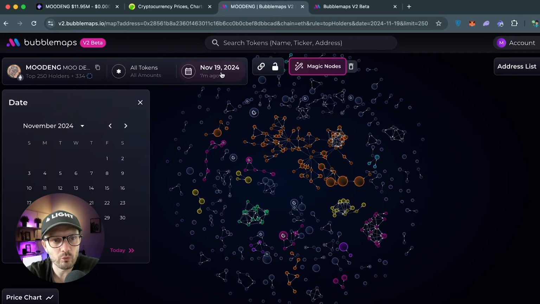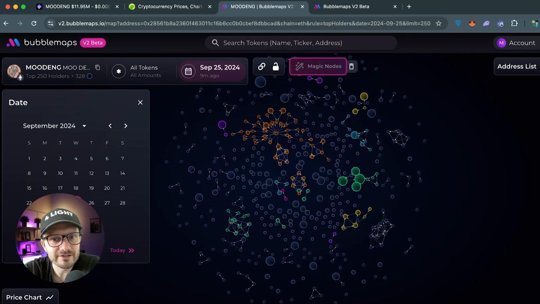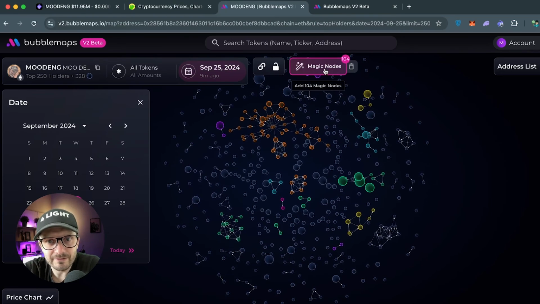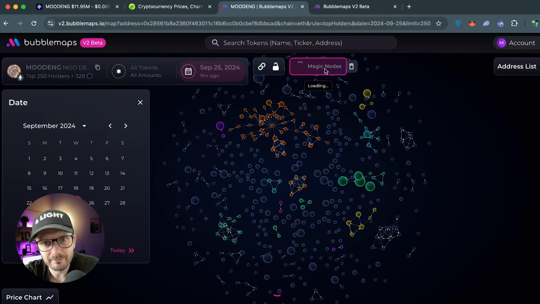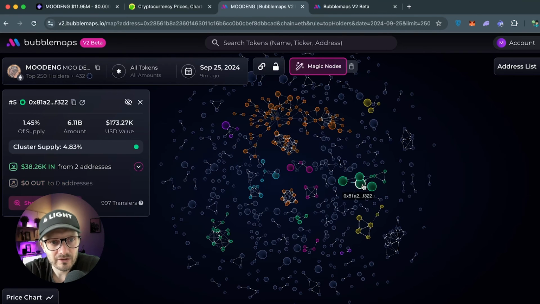Also, an interesting moment of what you can analyze. For example, you choose a token. I recommend you all the time double check the launch date and how the initial supply was distributed. This is a way you can find the insiders or team at the launch. All the time, press the magic nodes and see the connections. Here's how the distribution of the initial supply looks. This cluster holds 4.89% of total supply, this one 4.83, right? And it can also be the same group of people.